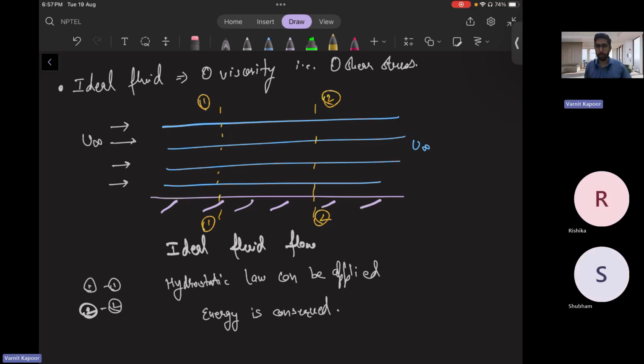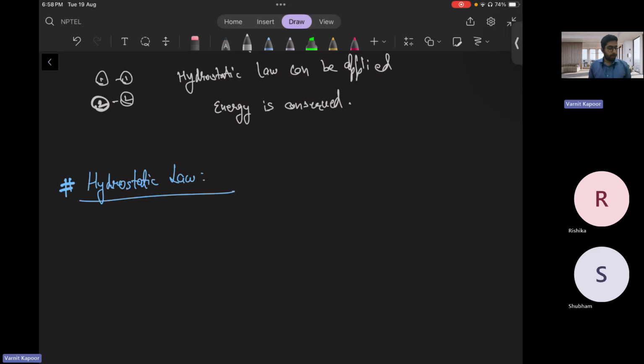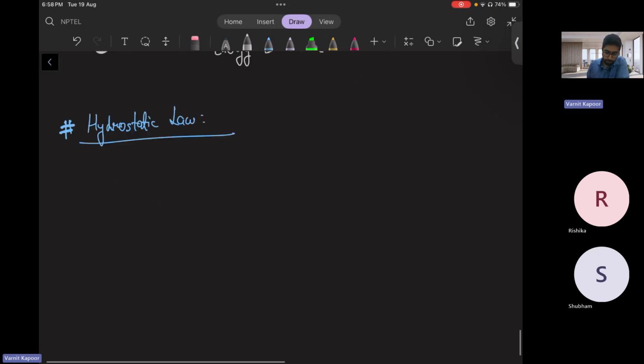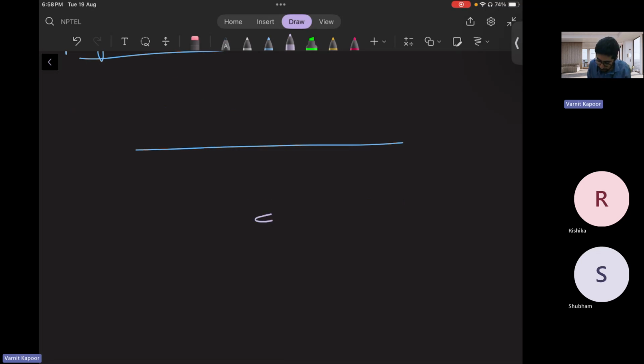Okay, so let's come back to the hydrostatic law. It acts for both compressible and incompressible fluid, both ways. Suppose I have a fluid at some depth, and I consider a small cylindrical fluid element here. This is a fluid element only.